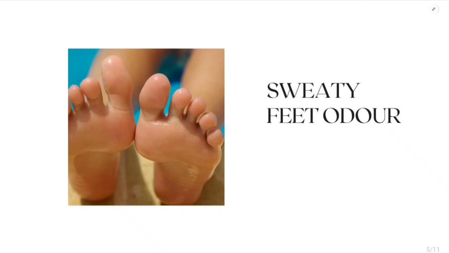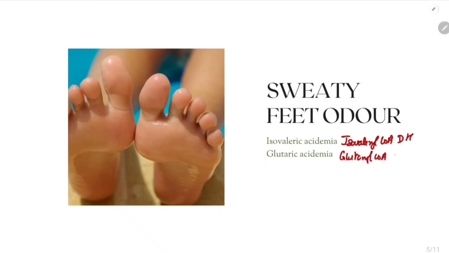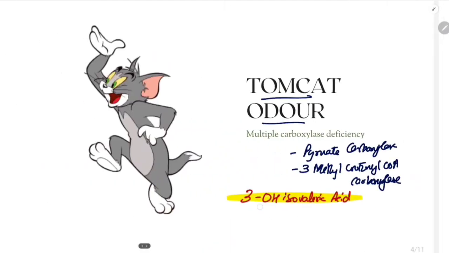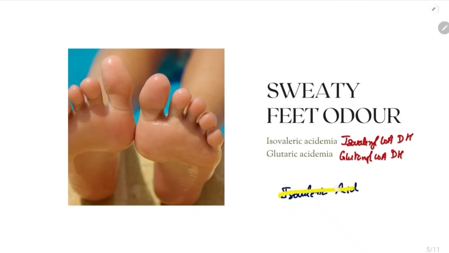For sweaty feet odor, remember two conditions. The first one is isovaleric acidemia and the second is glutaric acidemia. In isovaleric acidemia, the enzyme defect is isovaleryl CoA dehydrogenase, and in glutaric acidemia it is glutaryl CoA dehydrogenase. The compound responsible for the sweaty feet odor is isovaleric acid. So tomcat odor is 3-hydroxy isovaleric acid and sweaty feet odor is isovaleric acid.